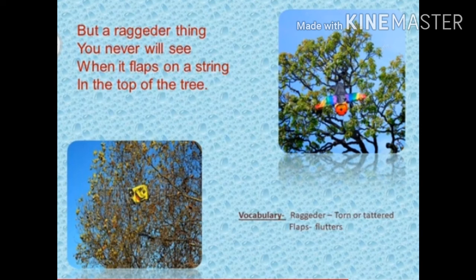अगर वो कहीं पे भी top of the tree, as you can see in the picture, stuck हो जाती है, so you will never see. ऐसा हमें नहीं देखना पसंद है. So it is not liked by anyone if a kite is stuck. So this is how the poet has described the beauty of a new kite when it goes up into the sky. So now let us revise.